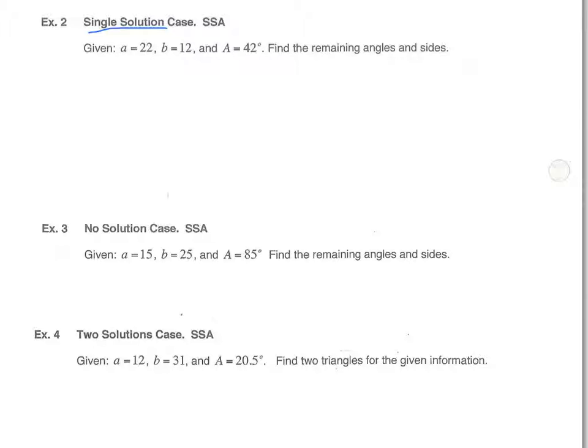So I don't know if this triangle is going to be an overall acute triangle or an overall obtuse triangle or no triangle at all. So I'm just going to draw any triangle. I don't know what it is. I'm going to draw any triangle, and don't let it bother you if it doesn't work out.